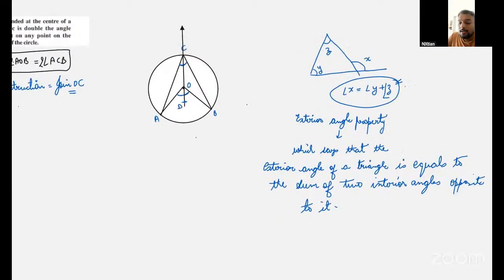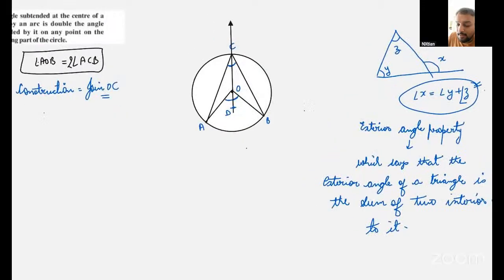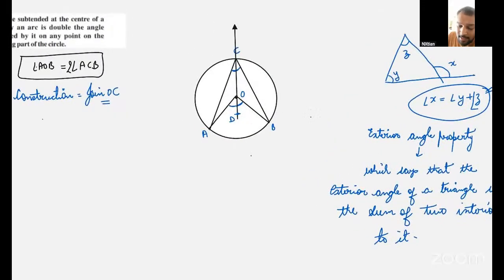Everyone got this? In the same way, now everyone please pay attention. Now we have this angle ADO. Can you see this angle ADO? Now this is an exterior angle of this triangle AOC.